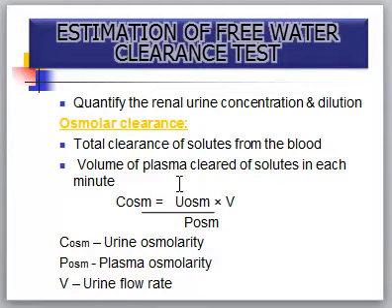And here I just give the equations. There is C-osm, which means the urine osmolarity, and plasma osmolarity and urine flow. Actually, these are the concentrations. So these are the calculations which have to be given for the estimation of the free water clearance test. It detects the concentrating or diluting ability of the kidney. Therefore, it is a better test for tubular function.